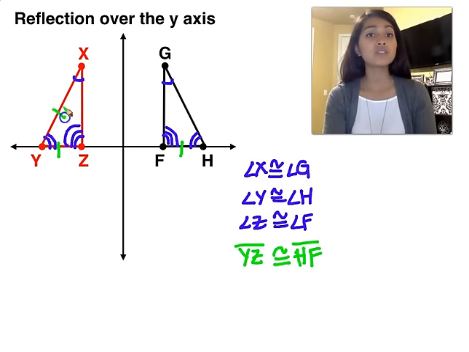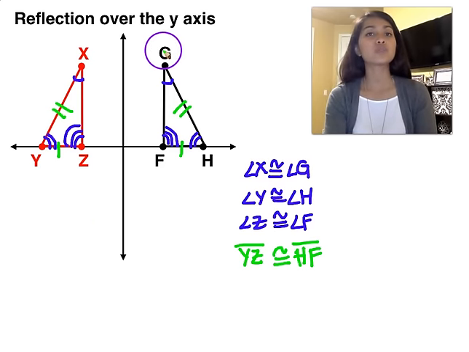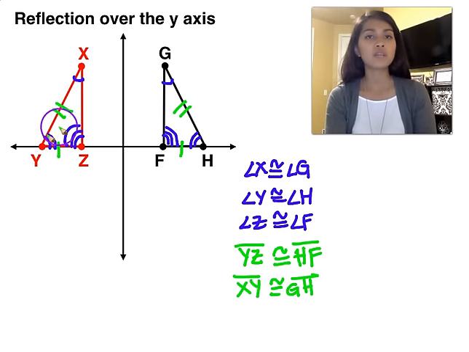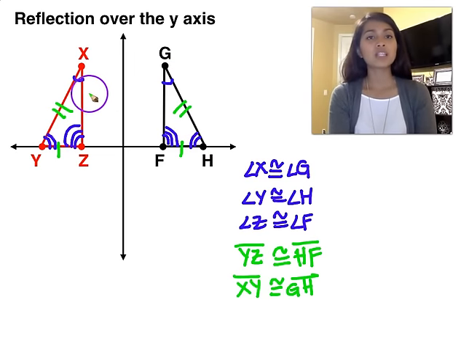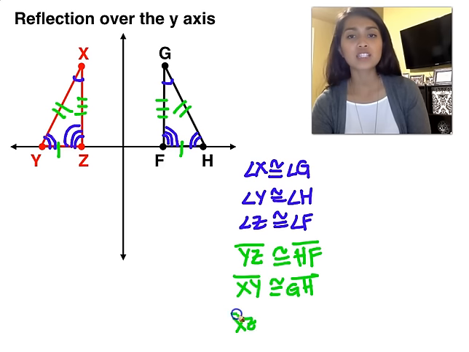What else? Let's see, the hypotenuse is congruent to the hypotenuse. So I'm going to say XY is congruent to GH. So XY is congruent to GH. So notice, since I went from the top to the bottom, I had to repeat the same on the other side, from top to bottom. And last but not least, the longer leg, so XZ, I'm going to give it 3 tick marks, is congruent to the longer leg here, so it's GF, and again, that requires 3 tick marks. So XZ is congruent to GF.